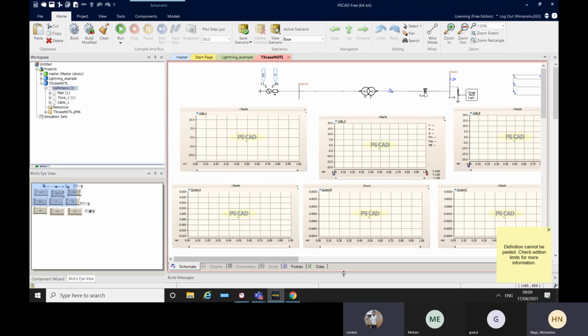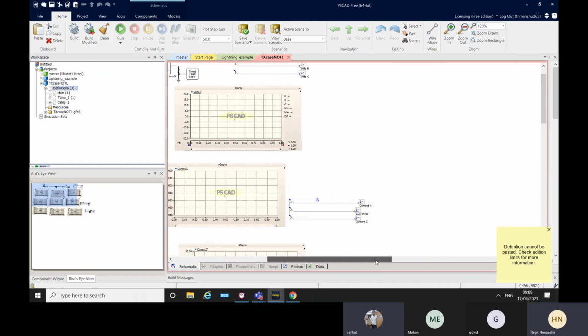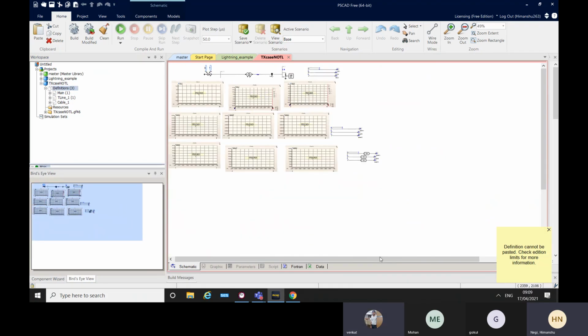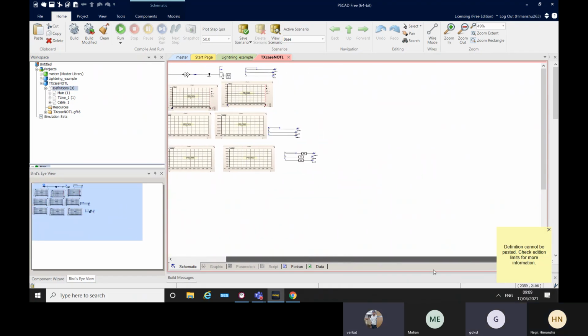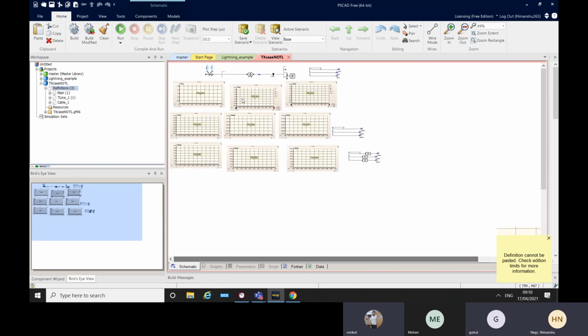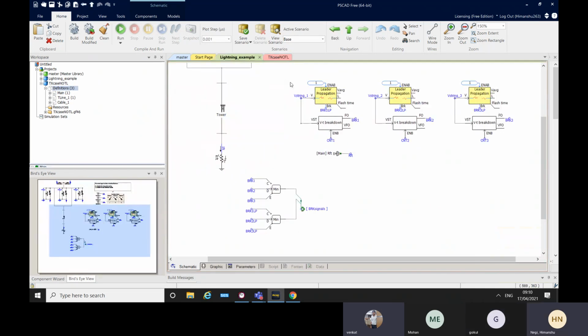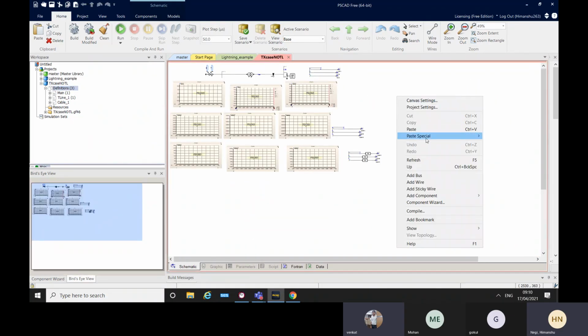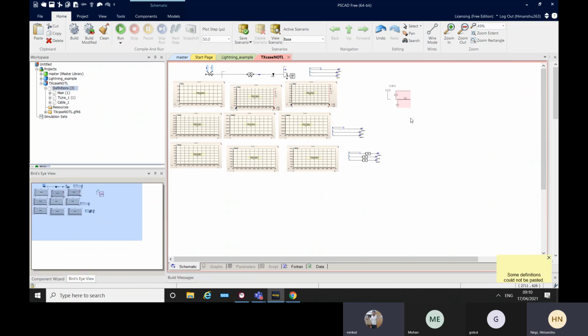And then it says something is moved here. I need to see where it went. Definition cannot be pasted. Check edition limits for more information. That is what I was thinking, how I can do it. I might be wrong. I copied like that, right? No, no. If you do that, then the particular paste transfer happens, but even after that, it's not working.